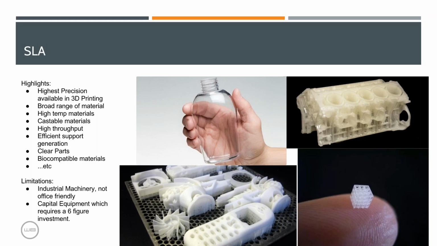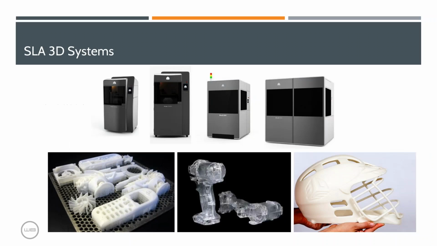This is a line of SLA printers ranging from the ProJet 6000 all the way up to the ProX 950. So really the only difference between these are a couple resolution differences, and primarily the biggest difference is build volume. So if you need bigger parts, you start getting further to the right. If you need just high resolution prints, then all the way to the left.